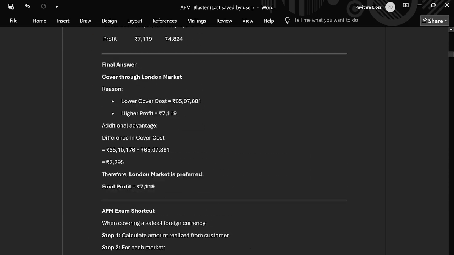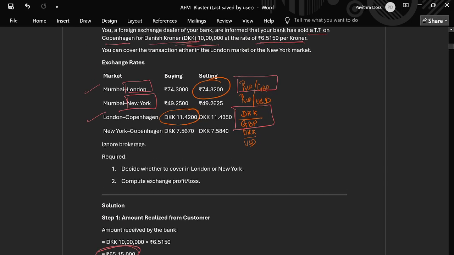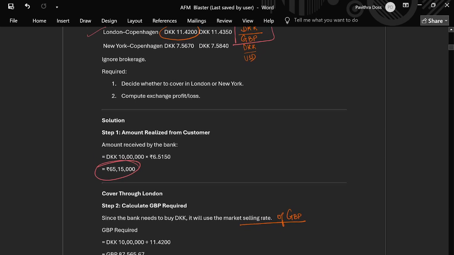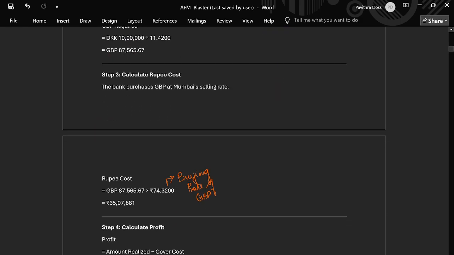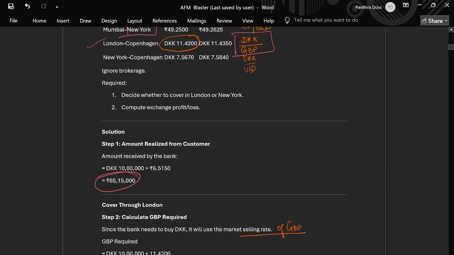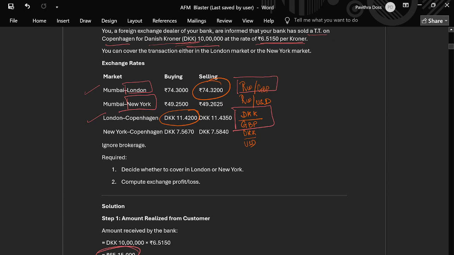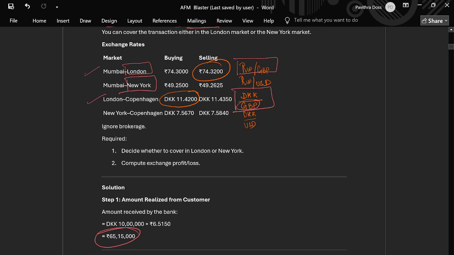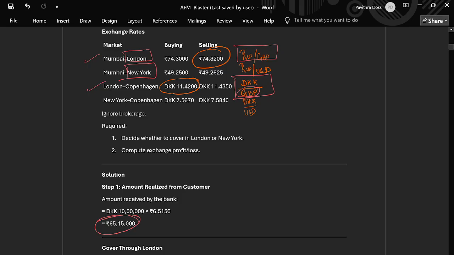Okay, to cover ourselves, we have sold DKK, and to cover ourselves we'll have to buy DKK. Okay, fine. Now how do we start with that? We will do it step by step. We will start from here. We will have to buy DKK, which means our action date is with regard to GBP because that is at the bottom. So we are going to buy DKK, which means we will have to sell GBP. Clear? When we say sell, we will sell it at the lowest.